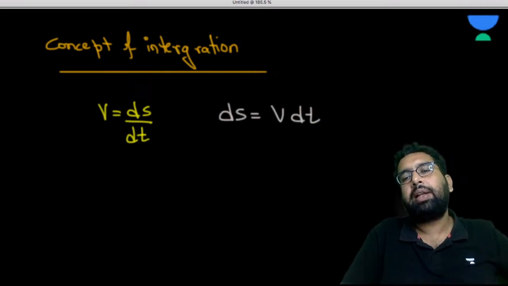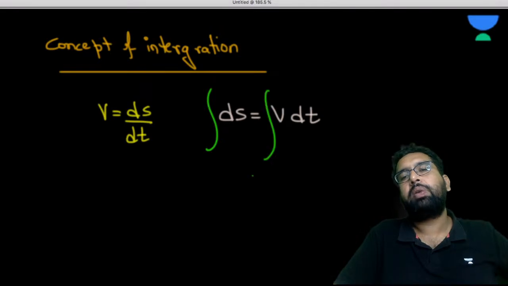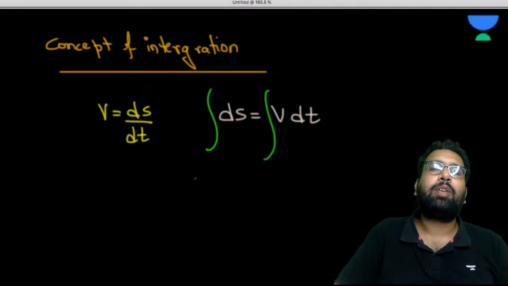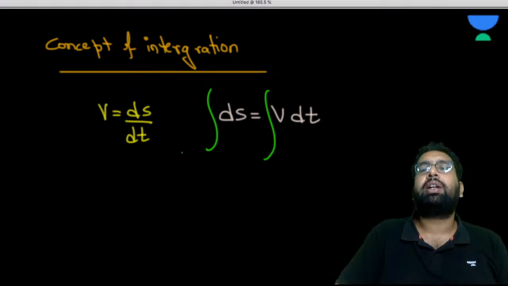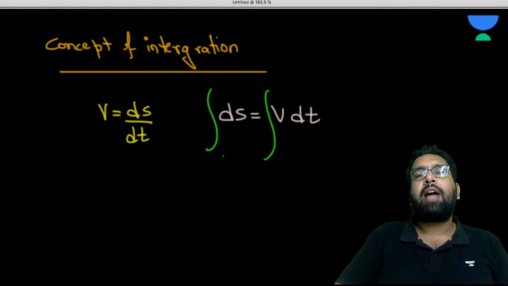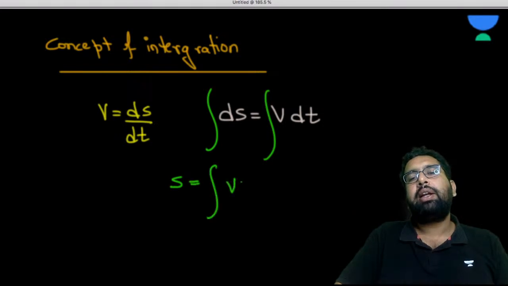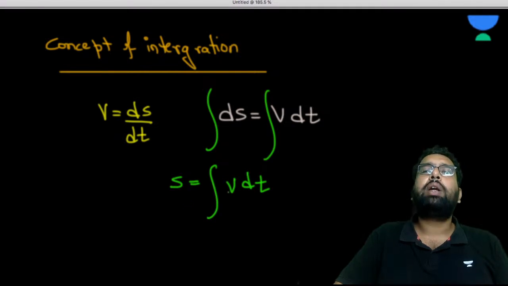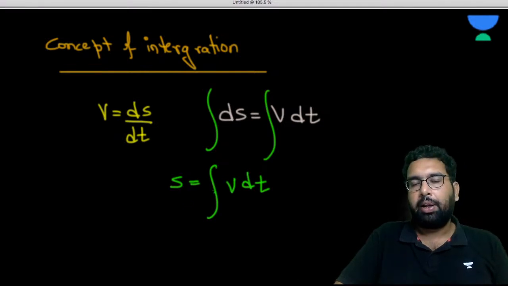So if we write like this, ds is equal to v dt, and if we integrate this whole thing, then we are going to get the displacement. So if we are having the velocity with us, we can integrate the velocity to get the displacement, right? Please understand this.